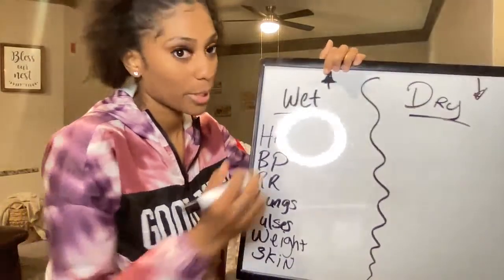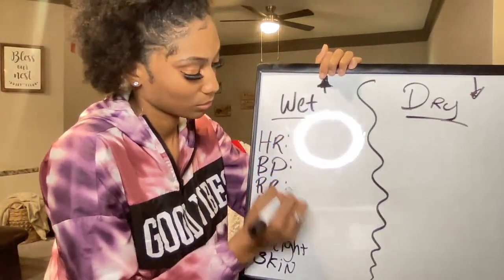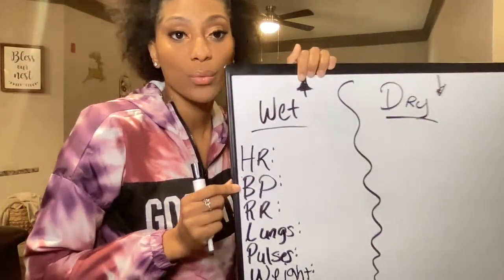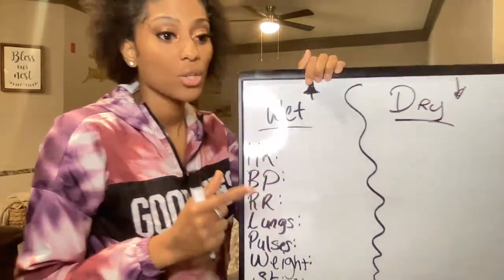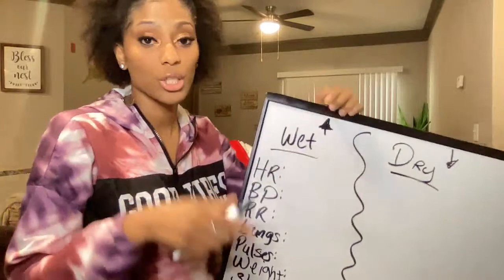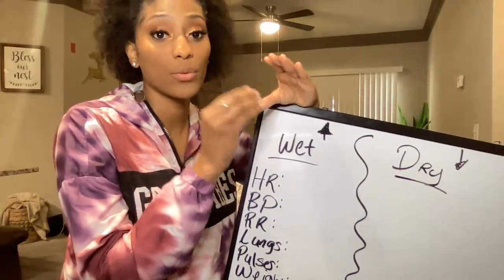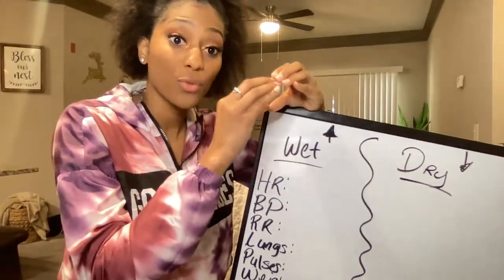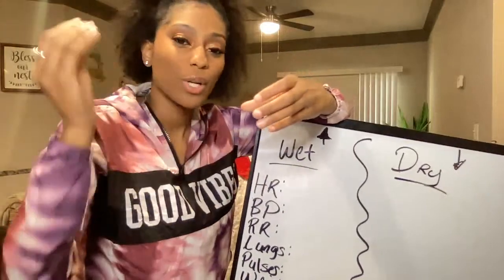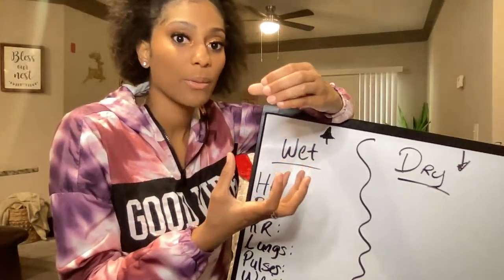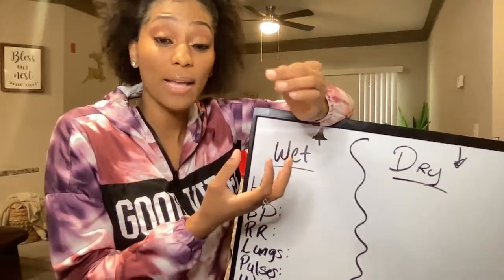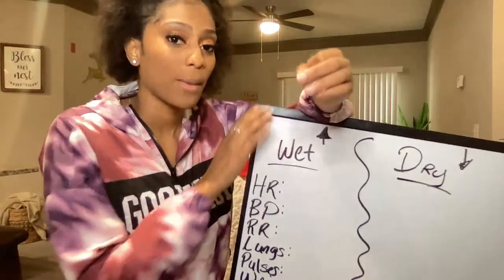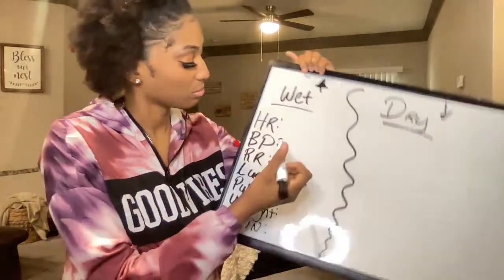Okay, so let's start off with your blood pressure. All right, so if your patient is wet, think about this. If your blood vessel is getting filled up with fluid, what's going to happen to the pressure? It's going to increase because there's too much fluid. Imagine a balloon. You're putting water into a balloon and it's just getting bigger and bigger, and you're trying to hold on tight because it's trying to shoot out. So the pressure is increasing, okay, because there's too much fluid in the blood vessel.